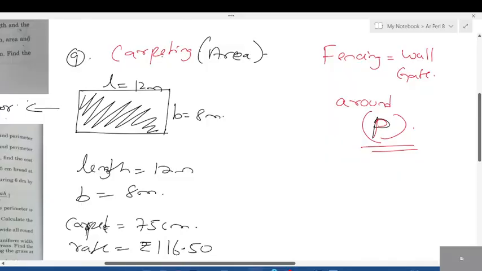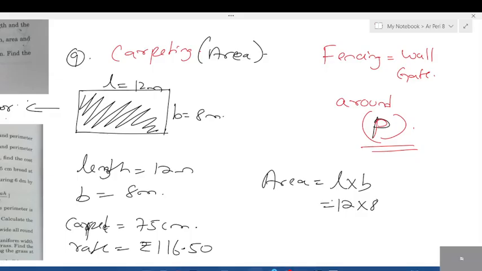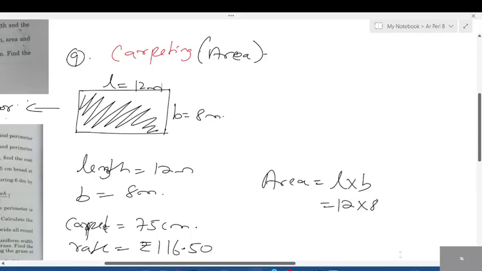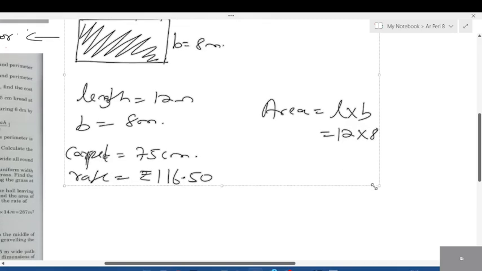So when it comes to carpet, the word carpet is given, it is area. First find area. What is the formula for area, students? Area of rectangle, length into breadth. So 12 into 8. First calculate this. Draw the diagram, write all the data. Okay, let me erase this. So area is equal to 96 meters square.